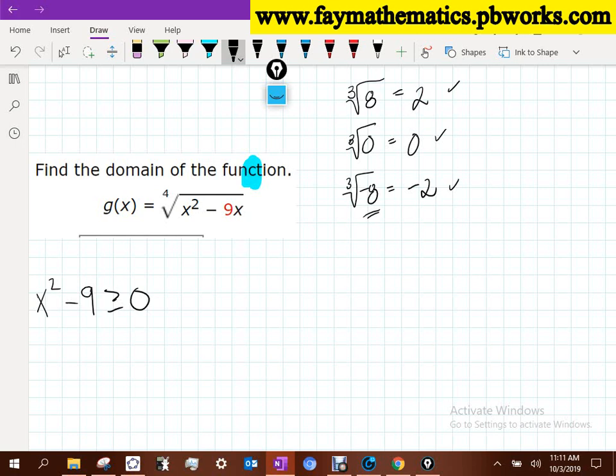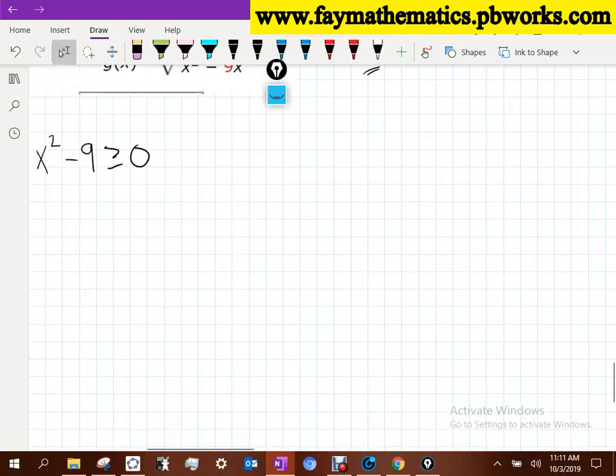Can it be a 0 if the radical is in the numerator? Yeah. If the radical is in the numerator, you can include 0. If it's in the denominator, you got to exclude it. So we got two kind of approaches that you can do here. Okay?